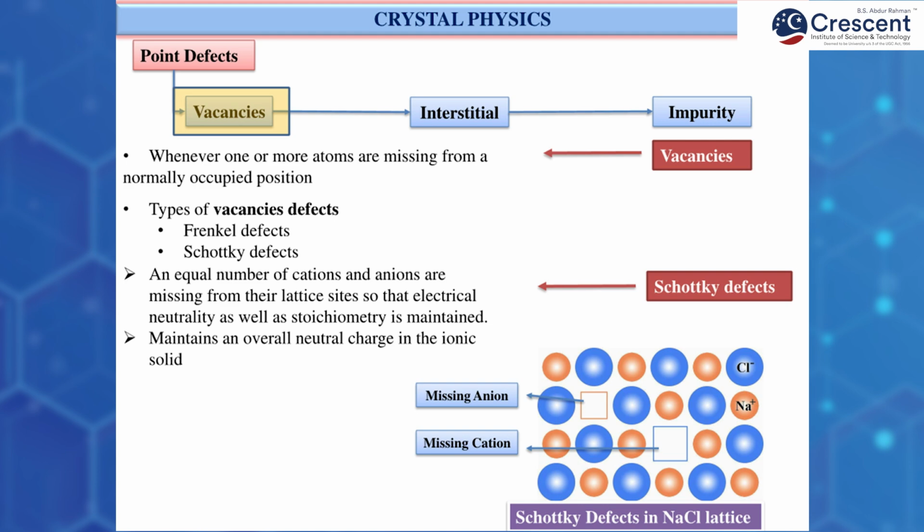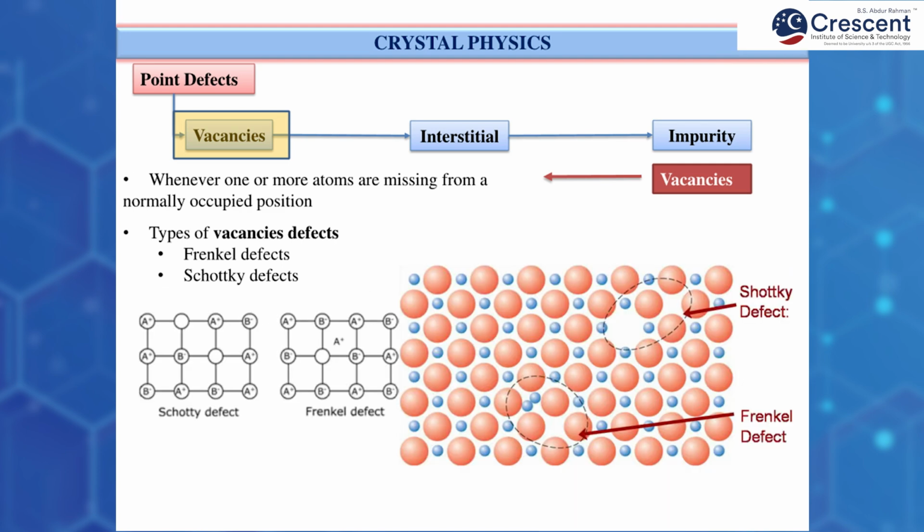There is an equal number of cations and anions missing from their lattice sites, so that the electrical neutrality as well as the stoichiometry is maintained. This type of defect is called the Schottky defect. So this is an example for both. There is a mismatch: the Frenkel defect, with missing cations, and the Schottky defect, with missing of both the cations and anions.